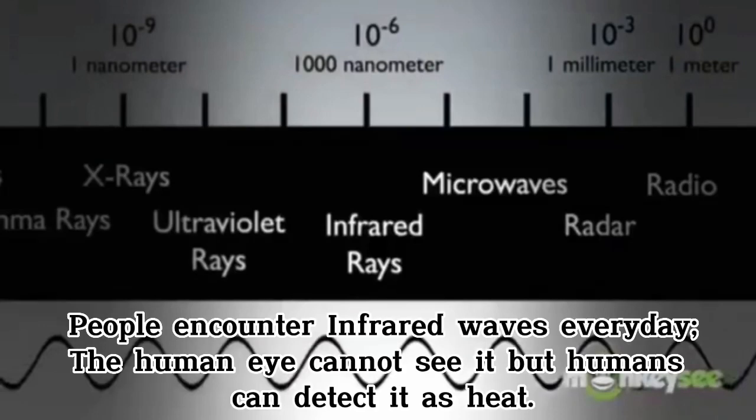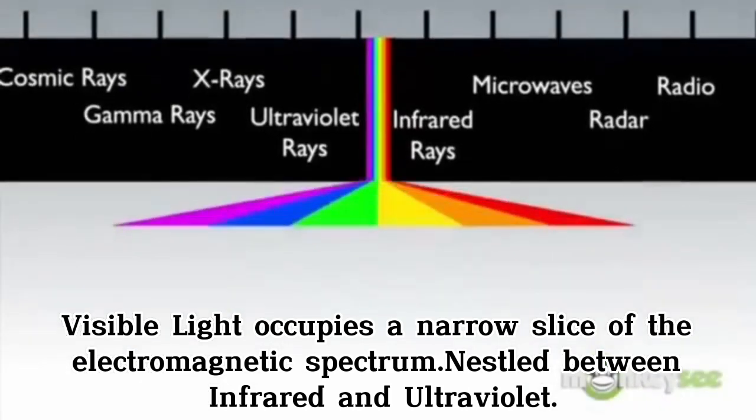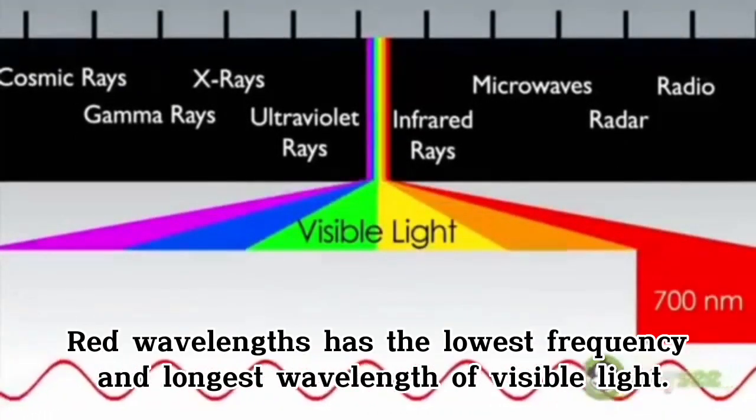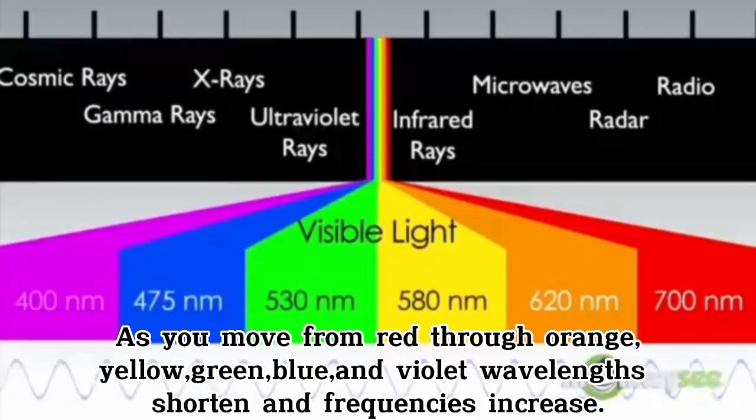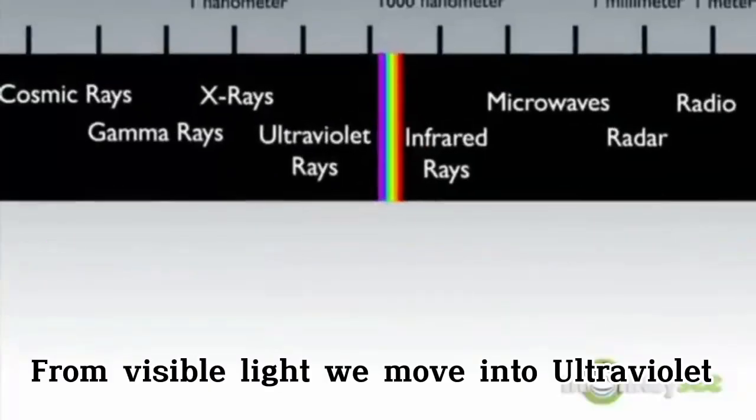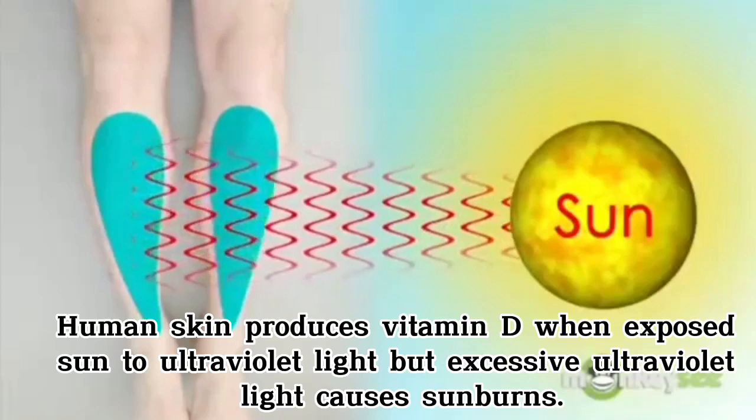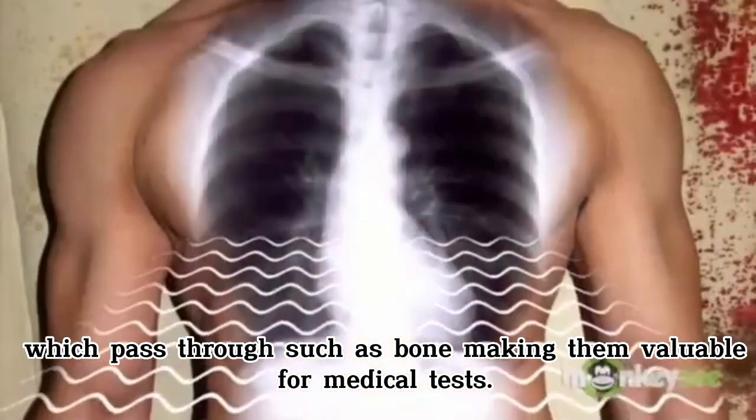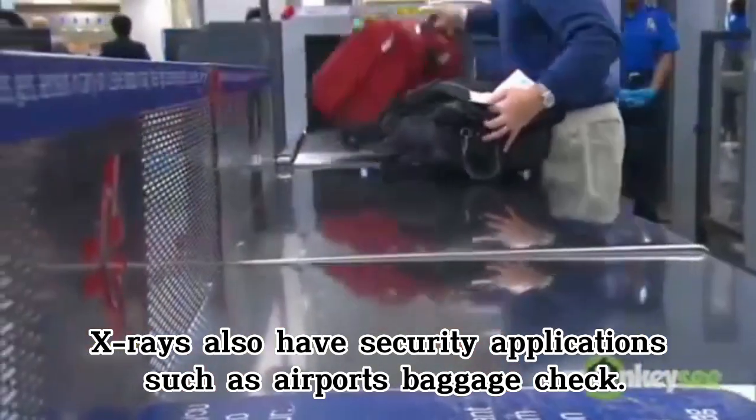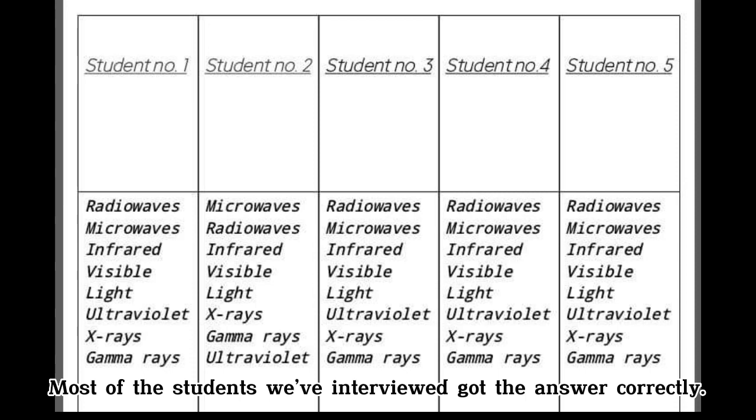What are the 7 EM waves? Radio wave, microwave, infrared, visible light, ultraviolet, X-ray, gamma rays. The 7 EM waves are radio wave, microwave, infrared, visible light, ultraviolet, X-rays, and gamma rays.